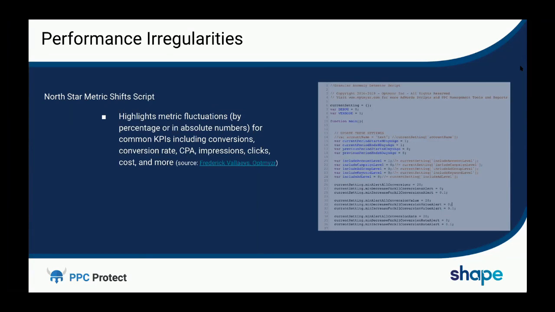Are you running display campaigns and really more concerned about impressions? Are you looking at clicks? Do you have a certain CPA goal? This is a super comprehensive script where you can turn a lot of dials you might have in a PPC account to check, okay, am I within my acceptable thresholds for these certain metrics across an account? And you can really easily customize them for each client. So that's another one I really like.